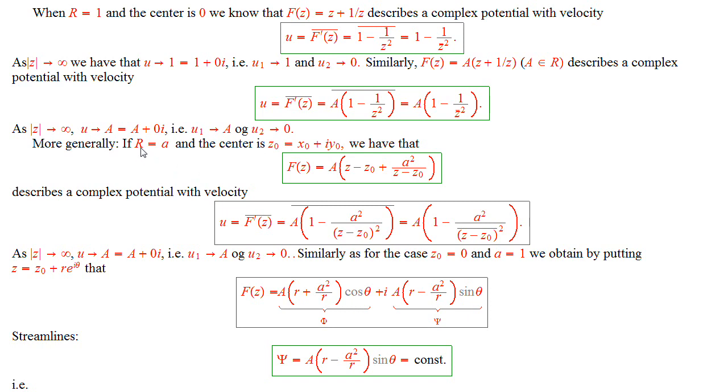Even more generally, if we have some radius equal to a on the cylinder, where a is some positive number, and we have a center at this complex number z0 with real part x0 and imaginary part y0, then we can use this complex potential. We see that in the original expression we have replaced z by z minus z0, and we are multiplying with this constant a, which is the velocity infinitely far away from the center. So this describes the complex potential, and we can find the corresponding velocity exactly as above. We obtain that the velocity is given by this expression.